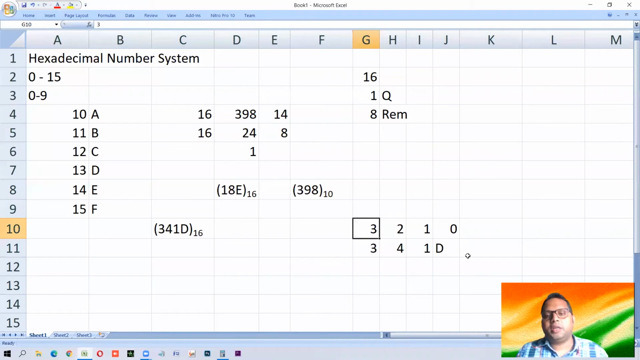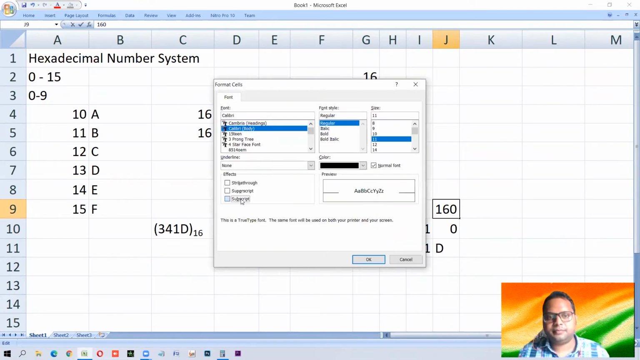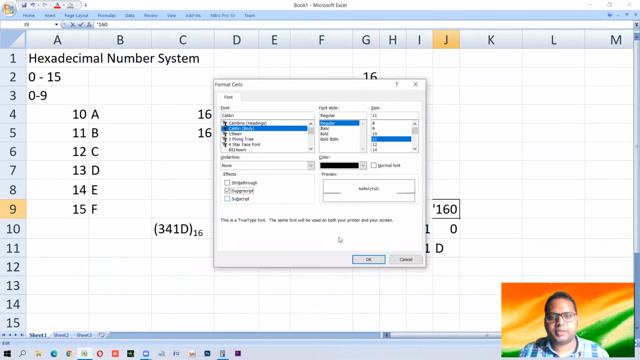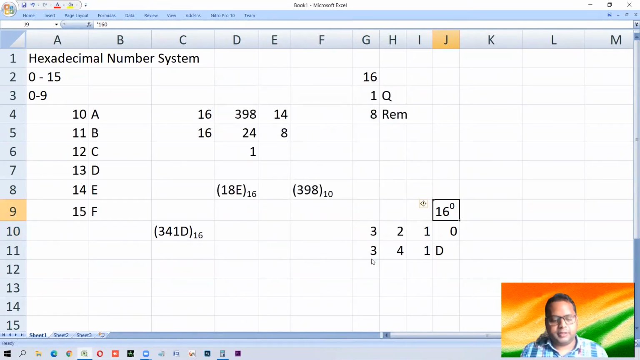Now we have to write 16 to the power 0. Write 16, again press F2, to the power 0. As I said, apostrophe is needed, and this time we need superscript. I am using copy paste.